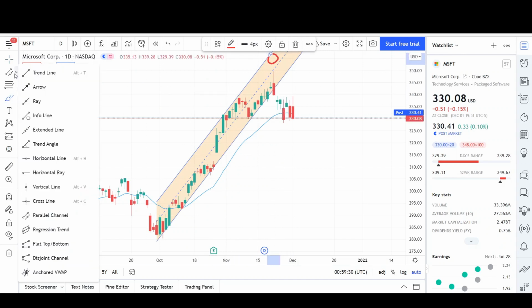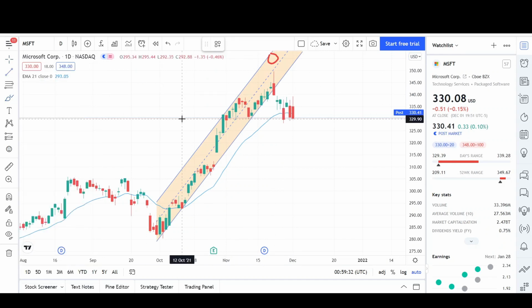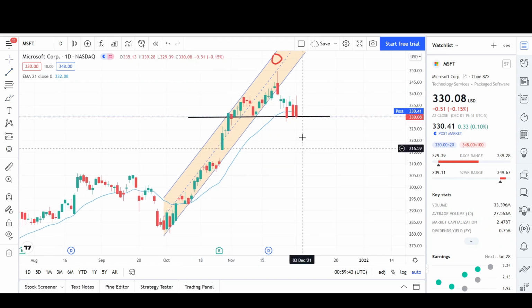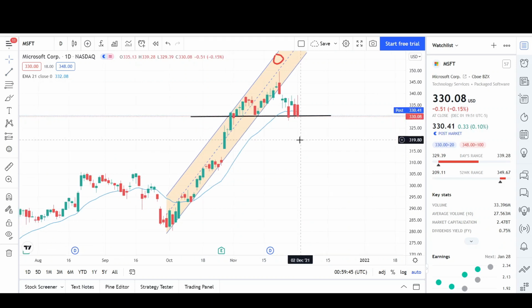Prices are now finding some type of support at this 329 level. Most likely it won't hold. I believe Microsoft will continue to sell off just like every other stock in the market, because the market is in a slight correction right now. So I don't think this one is going to be any different. So I do expect prices to break this support level.